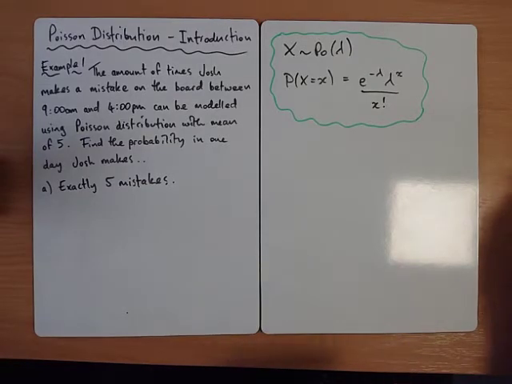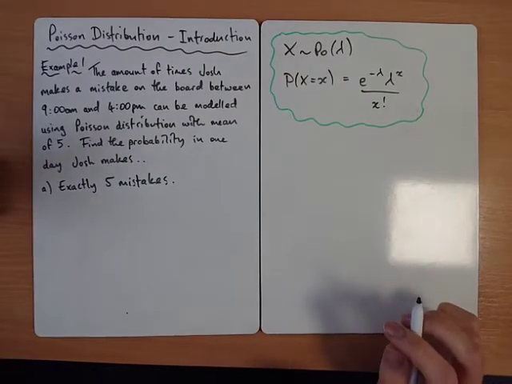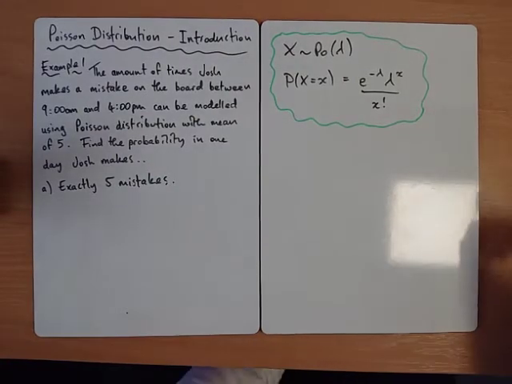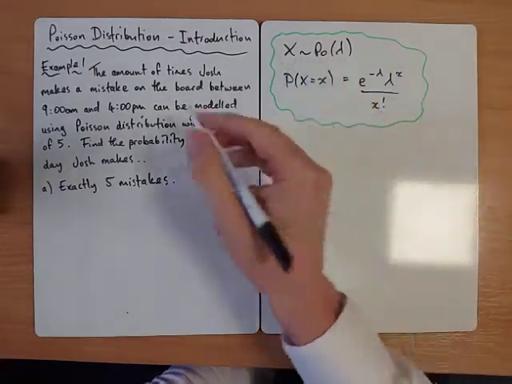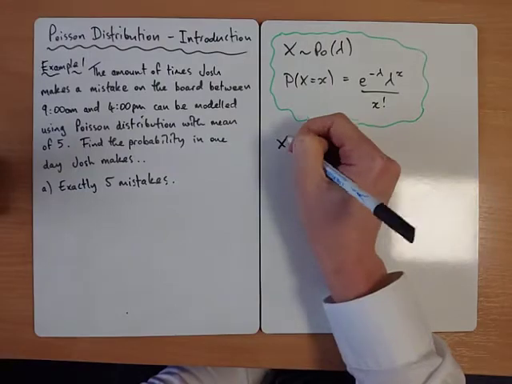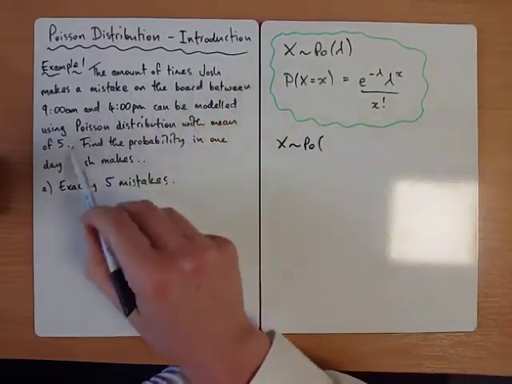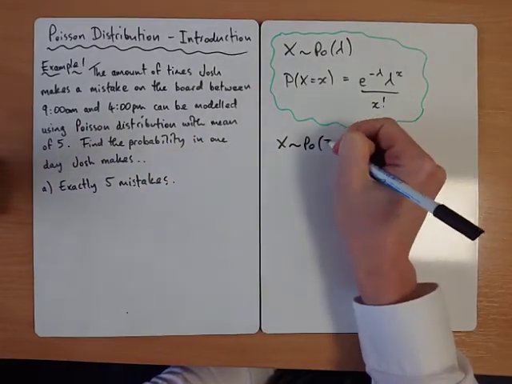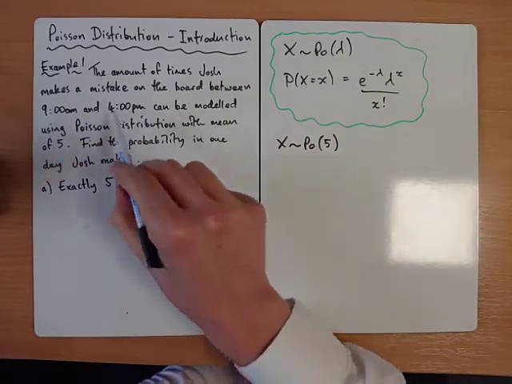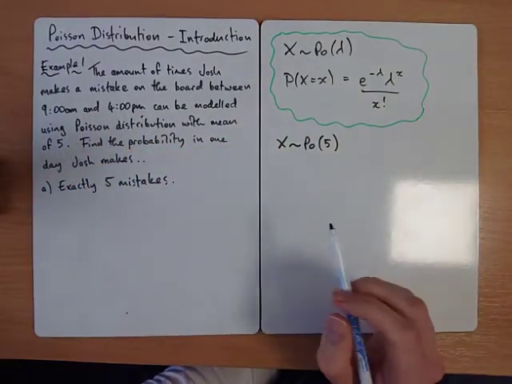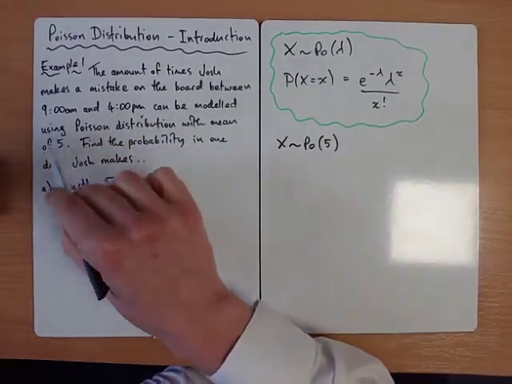The first one says find the probability in one day, in other words between 9 and 4, Josh makes exactly 5 mistakes. So the first thing to realise about the Poisson distribution is this is the notation that we use. Without this context, I could have just written down that we're looking at something that models a Poisson distribution, and the only thing that we need to know is the average rate. So the average would be 5 in this time period. If the time period changes, then we'll have to change the average rate, but we'll see that a bit later. For now, we're just looking at between 9 and 4. On average, I would make 5.